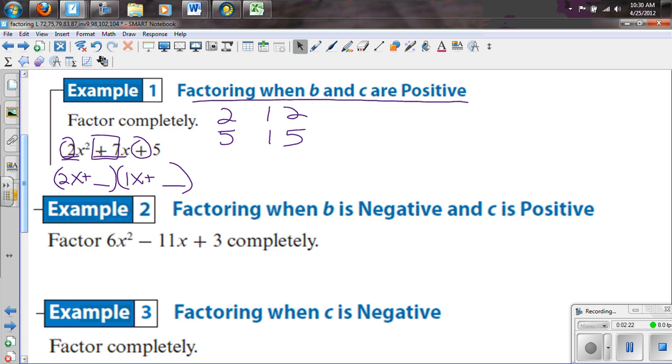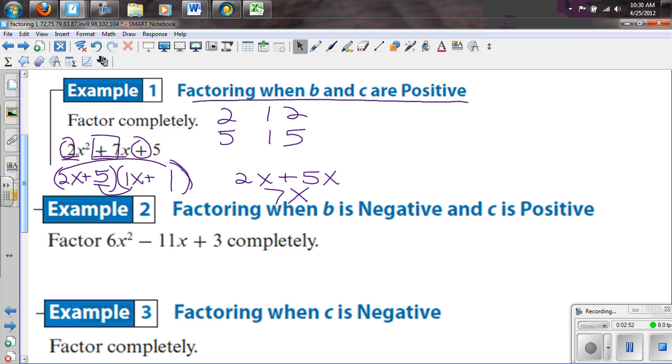Well, if we put the 5 here, then we're going to get 10 right away, and that's already bigger than 7. So we know the 5 can't go there. So we need to put the 1 there and the 5 here. And so let's just check this quickly then. 2x times 1 is 2x. That's the outside. And the inside is 5x times 1, which is 5x. Do 2x plus 5x give us 7x? Yes, they do.